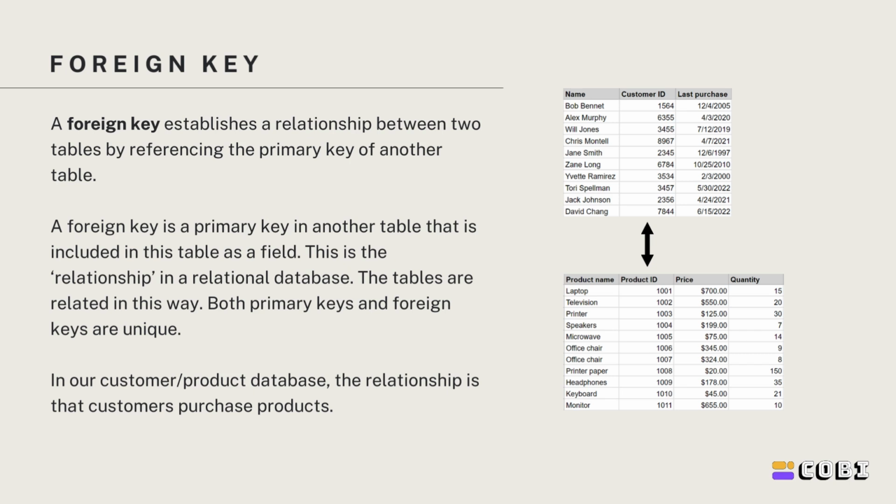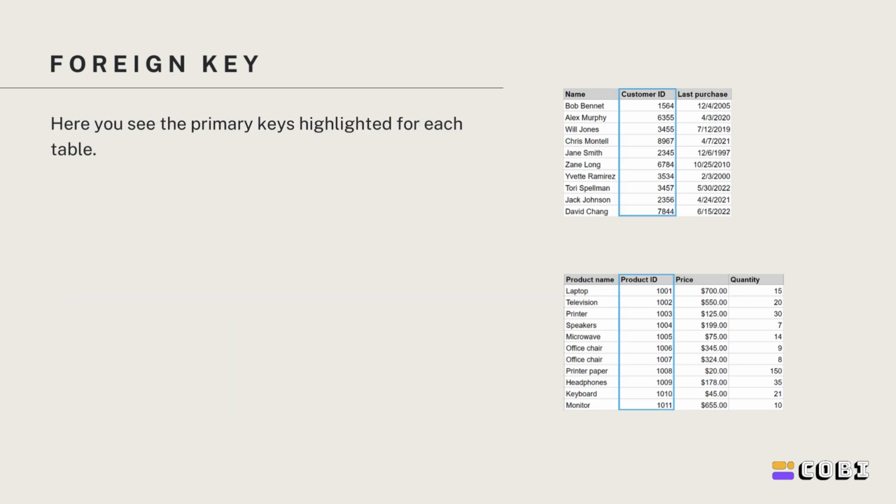This is the relationship in a relational database. The tables are related in this way. Both primary keys and foreign keys are unique. In our customer product database, the relationship is that customers purchase products, or products are purchased by customers. That's the relationship. Here you see the primary keys highlighted for each table.